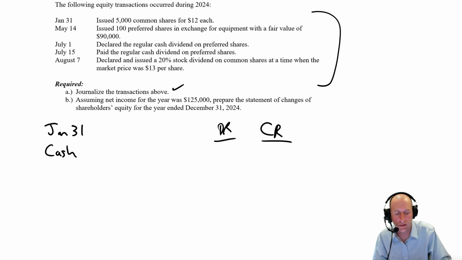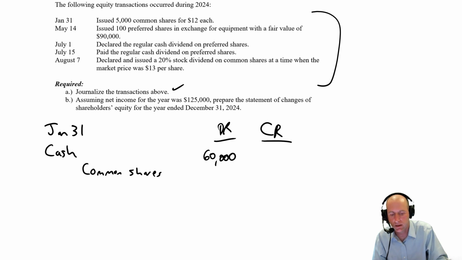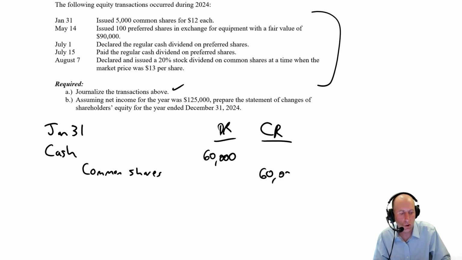5,000 times 12 is $60,000 in cash. The credit here, well, what did we issue? We issued common shares. Our shareholders' equity is increasing, so debit cash, credit common shares. This is very much like a chapter 2, I believe, transaction. If you go back to mod 2 of this course, we issued common shares in a lot of those questions.